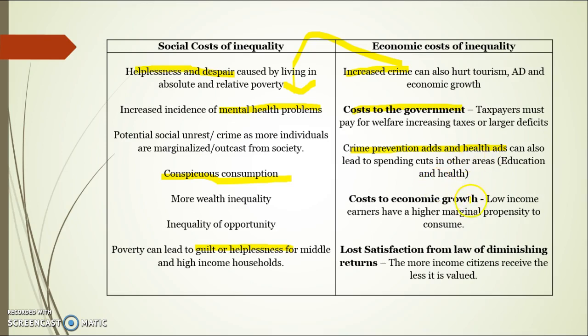And another economic cost, besides the cost to the government, is the lost satisfaction from the law of diminishing returns. What we mean by that is that generally a high-income earner will value the money they receive less, and therefore by making it more even or more equitable, you're maximising the total satisfaction that people are getting, because by taking from the rich and giving to the poor, they're going to get more satisfaction than the rich from that.